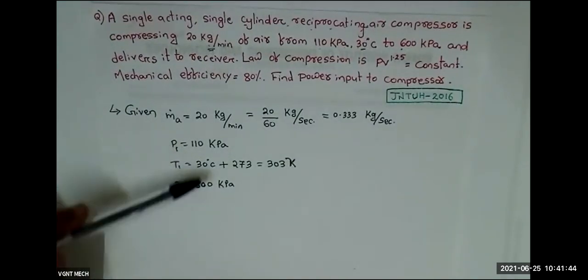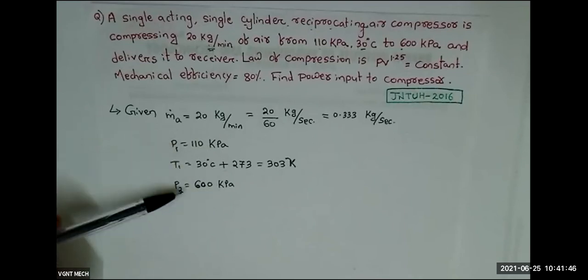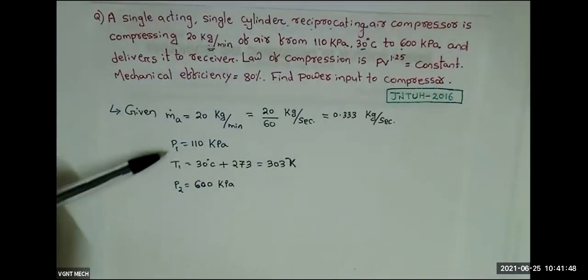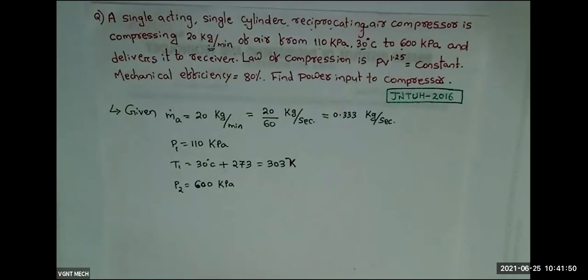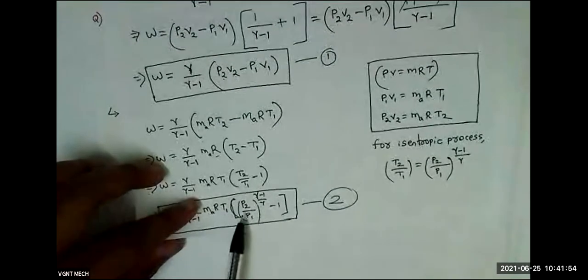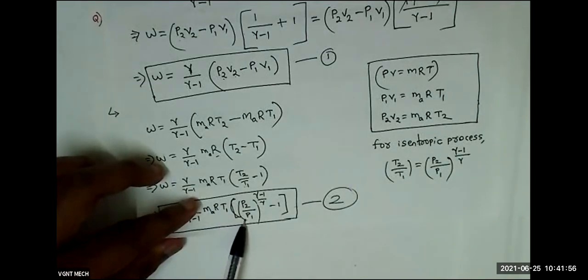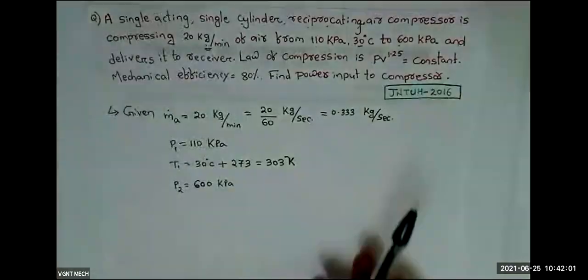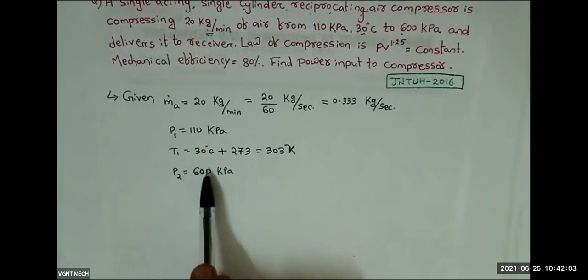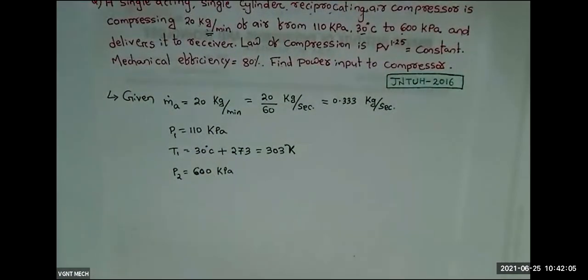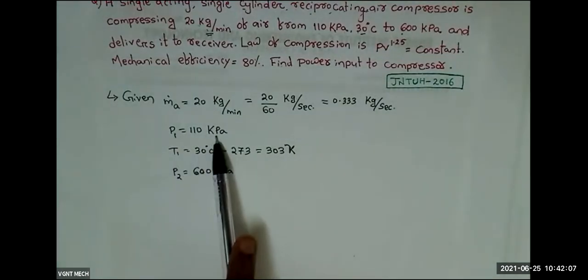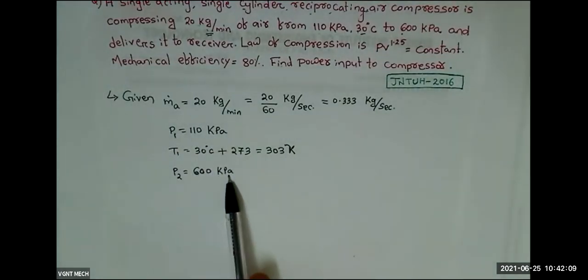Take care of one thing: the unit of P1 and P2 should be the same. Either both the units should be in kilopascal, or both in megapascal, or both in bar. Why? Because in the formula we have to take a ratio of P2 by P1. So that's why the unit of P1 and P2 should be the same. Here the P1 unit is kilopascal and the P2 unit is kilopascal, so we do not have to do anything.